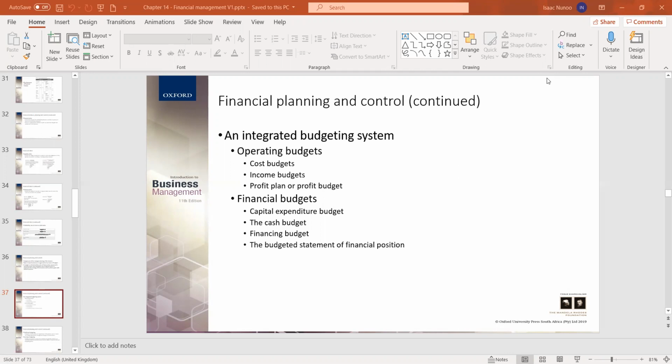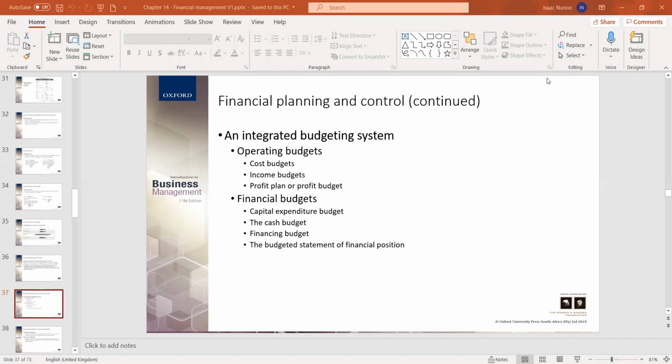We can also talk about the income budget under the operating budget. So under operating budget, these budgets are the income budgets. They are budgets that are developed to measure marketing and sales effectiveness. So they monitor budgets that are drafted for marketing and sales effectiveness.